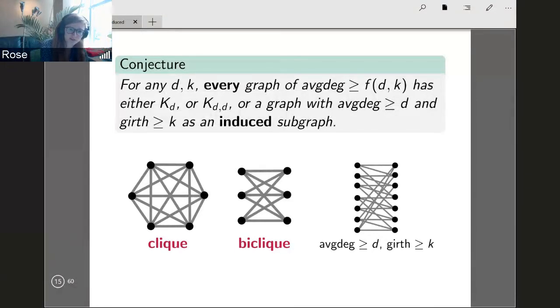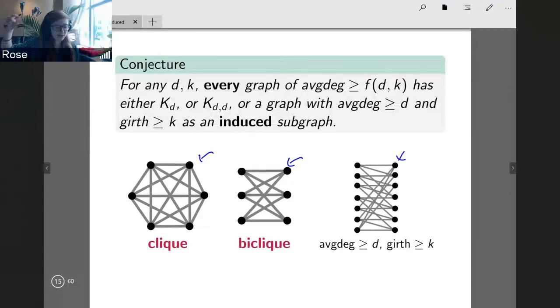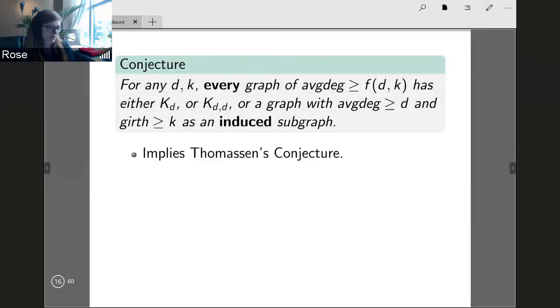And so now here are the pictures, right? This one's always induced if you find it. But saying that you can find these in an induced subgraph means that you can find these after just deleting vertices. All right, so the first thing to notice is that this is actually stronger than Thomassen's conjecture.